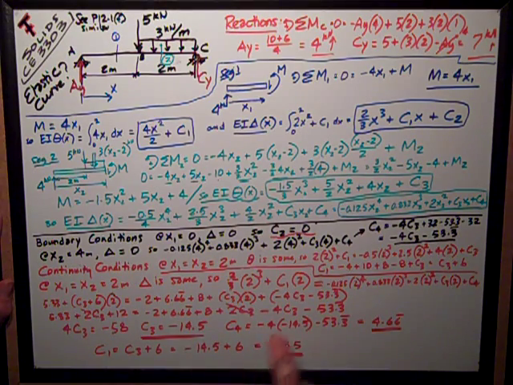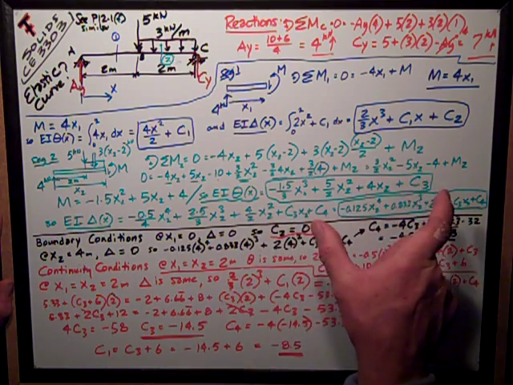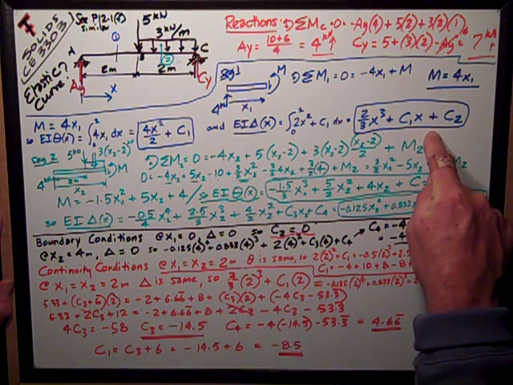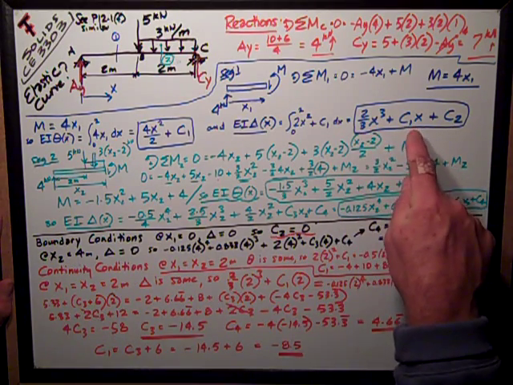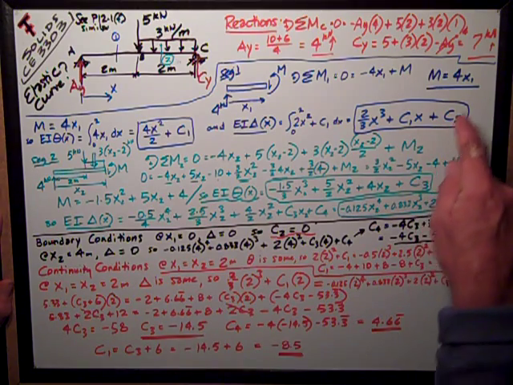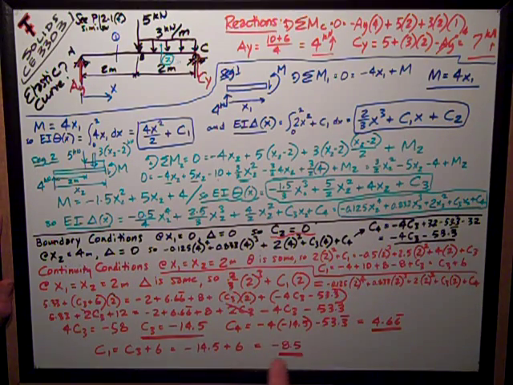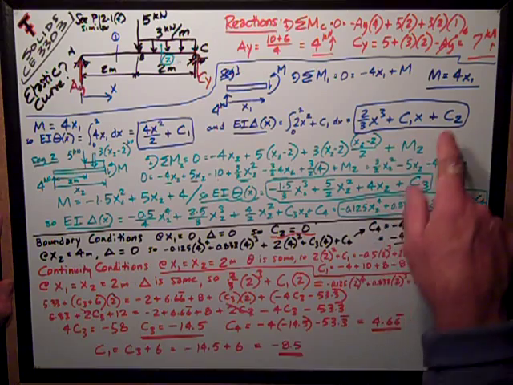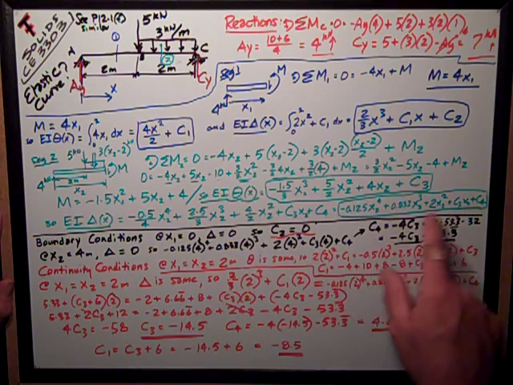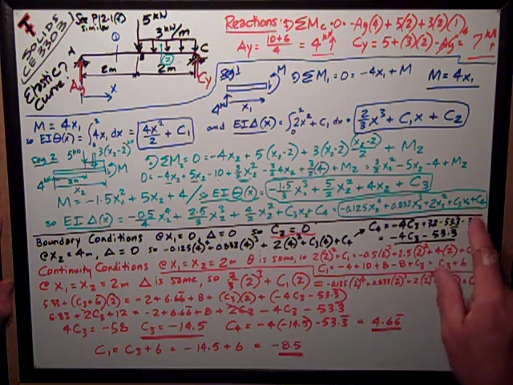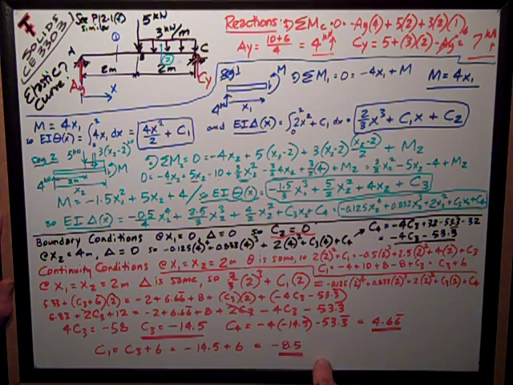Ran out of room, but so my elastic curve, I'd have two equations for them. And one would be this expression with C1 and C2. C2 is 0, C1 is this value down here. This expression for the segment 2 with C3 and C4 is evaluated right here.